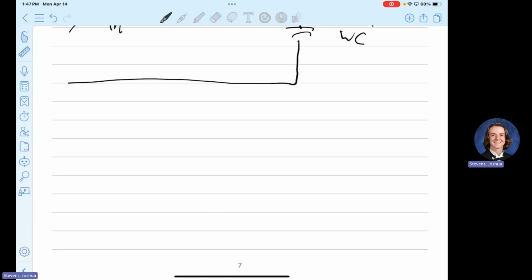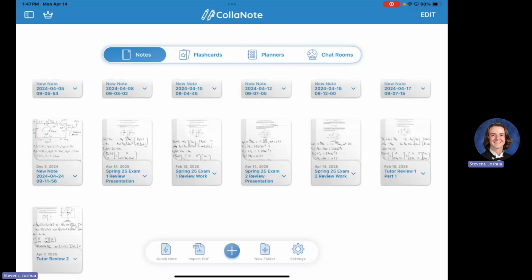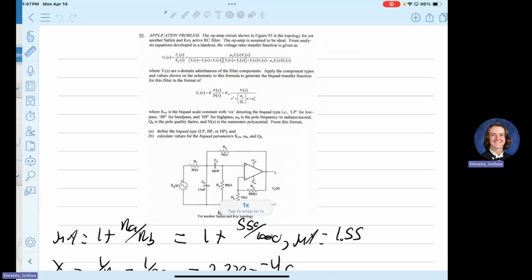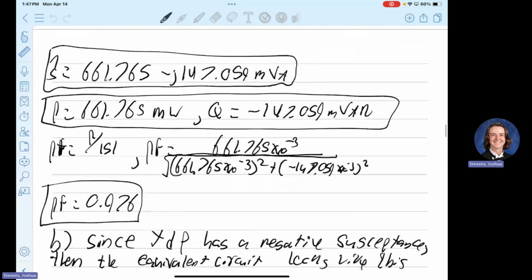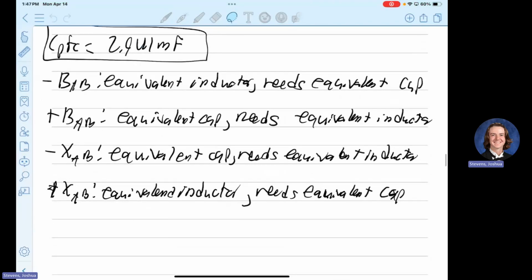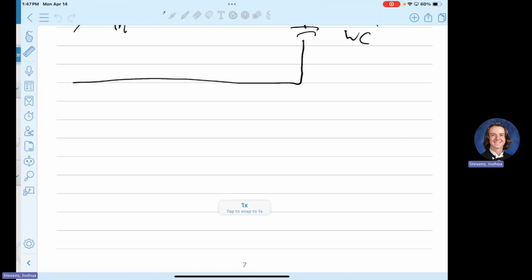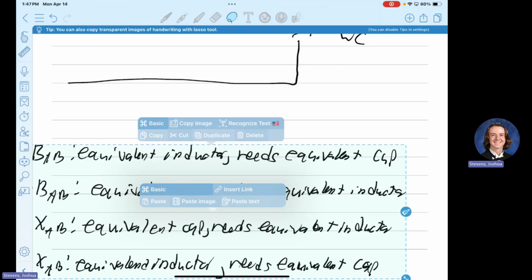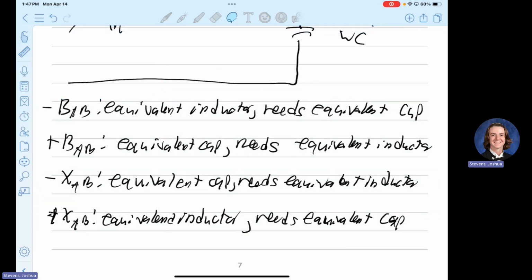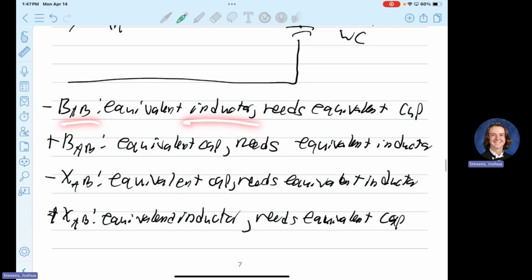I don't want to write it out again, I'm just going to look at this. Negative susceptance is basically an equivalent inductor, which we recently went over, so you'll need a power factor correcting capacitor. Positive susceptance is an equivalent capacitor, which we derived earlier, which means you'll need a power factor correcting inductor.